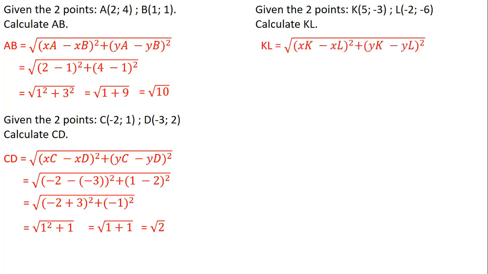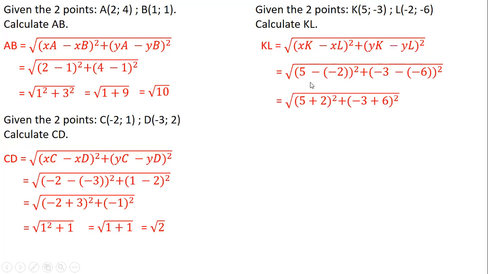Now let's replace. What's XK, Yasmina? XK, 5. Minus. What's XL? Minus 2. We replace it between parentheses. YK? Minus 3. YL? Minus 6. Right. Now let's get rid of the minus and the minus. So we get 5 plus 2, all of it squared, minus and minus, minus 3 plus 6, all of it squared. So first, before we square, we get rid of the minus and the minus after each other. Now, Yasmina, what is 5 plus 2? 7.